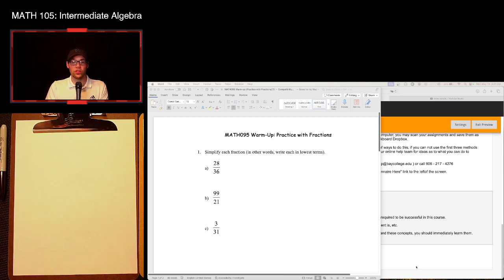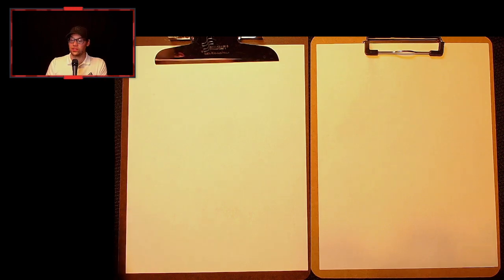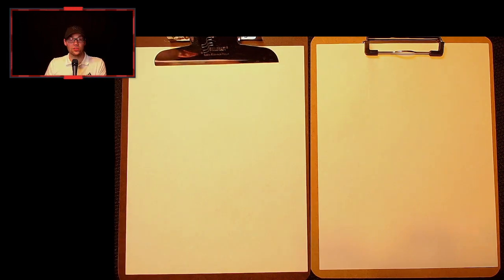So once again, we're going to deal with warm-up practice with fractions, and let me move over to my writing station. What we're going to do is learn how to simplify fractions. And again, these are skills that you're actually supposed to have before you come into the class, and this is only going to be a brief review. If you do not know how to deal with fractions, simplifying, adding, subtracting, multiplying, dividing, I suggest you immediately go and learn how to do so.